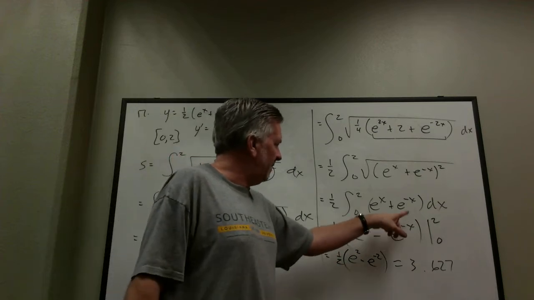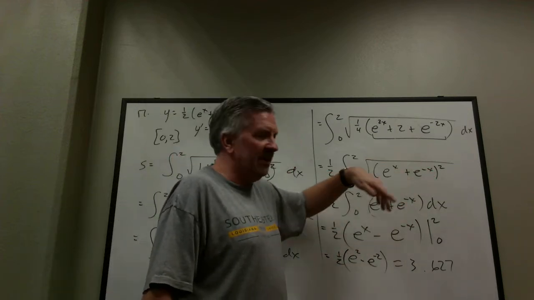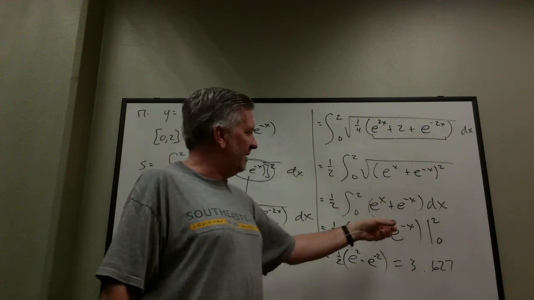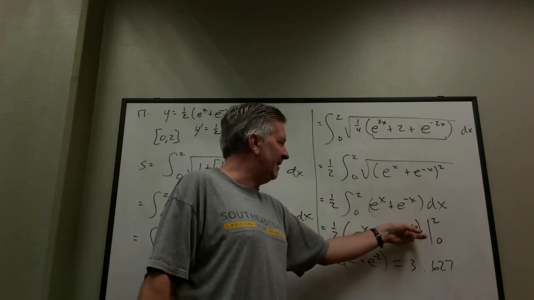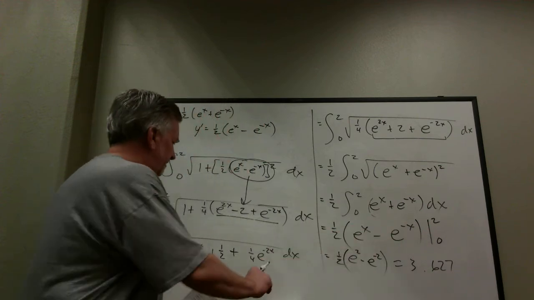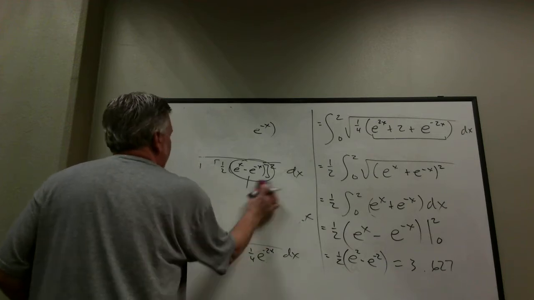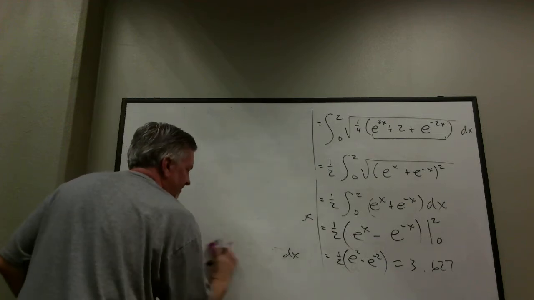And again, going from here to here, I did the linear substitution. The integral of e to the x is e to the x, so the integral of e to the linear is e to the linear, 1 over the slope. Okay? Okay, so the other idea in this section is on surface area.